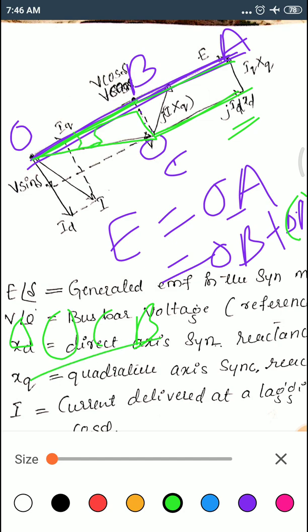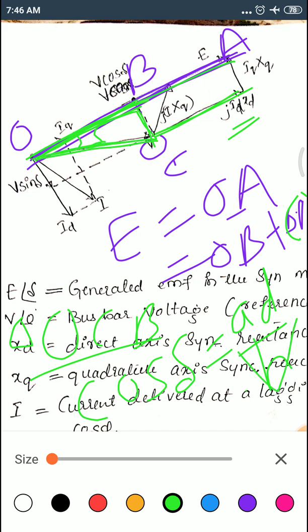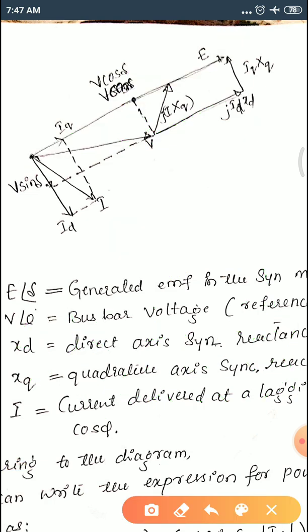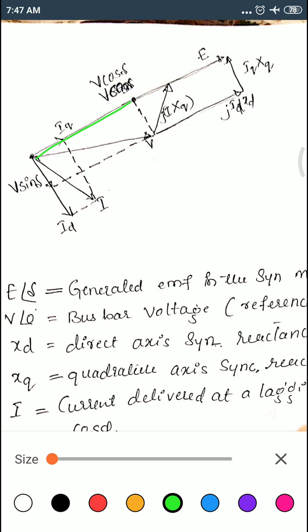Since it is angle delta, right? This is angle delta. Define cos delta. Observe for this angle, this is your opposite, this is your hypotenuse, and this is your adjacent. So we require adjacent, therefore which angle should be defined? Cos delta. Cos delta is adjacent divided by hypotenuse. Hypotenuse is V, so we require adjacent, which is equal to V cos delta. So this part will be your V cos delta.